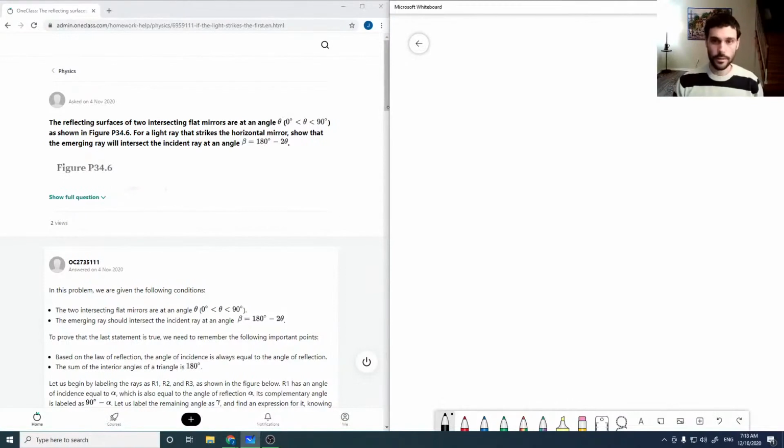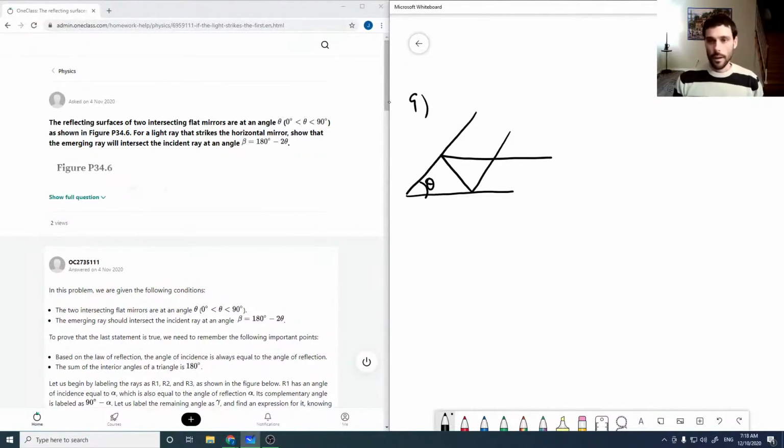So here we've got two mirrors, and I'm just going to draw the figure. And they make an angle theta. And then we've got our rays, which come in and bounce out and bounce around. And we're asked to show that this angle beta is equal to 180 minus 2 theta.